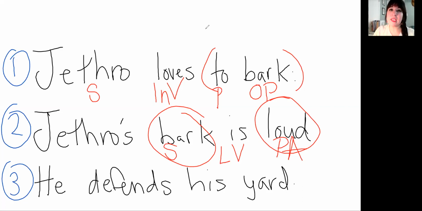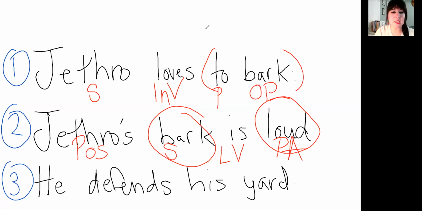Okay, so bark is loud. That's the main part that we need to know. But whose bark was loud? Jethro's. So Jethro is considered the possessive. Now Jethro is not a possessive pronoun because the word Jethro is a complete noun. It doesn't need anybody else to refer back to. Okay, he defends his yard.